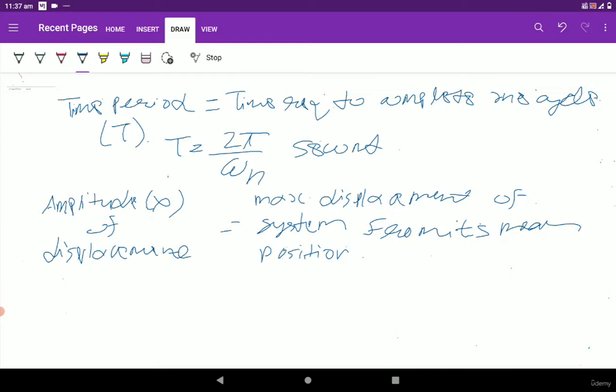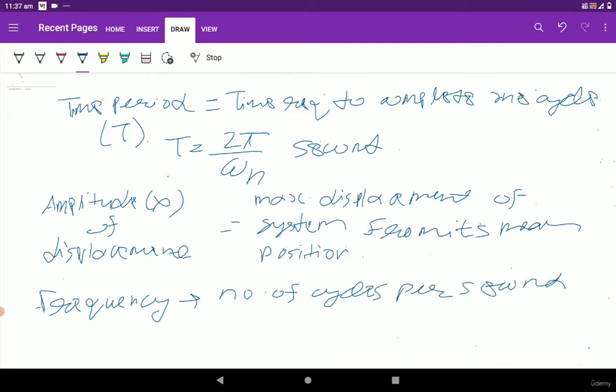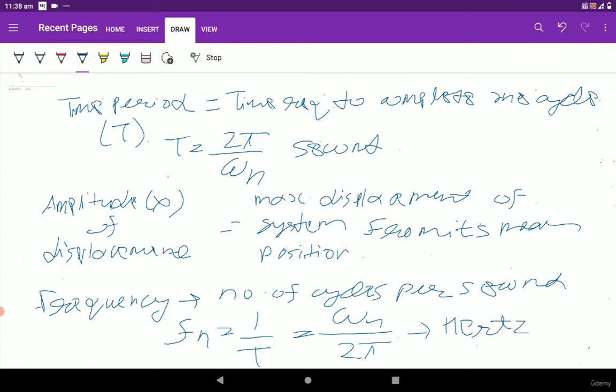Now what is the frequency? Frequency is the number of cycles per second, and we can find it as frequency equal to 1 by T, which is equal to omega n, the natural frequency, upon 2 pi. Its unit is hertz, or per second.